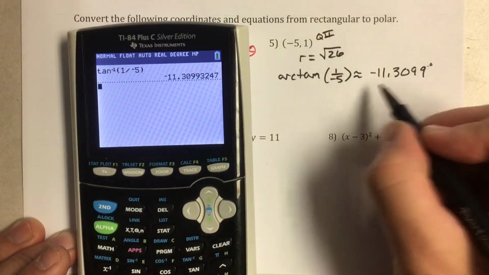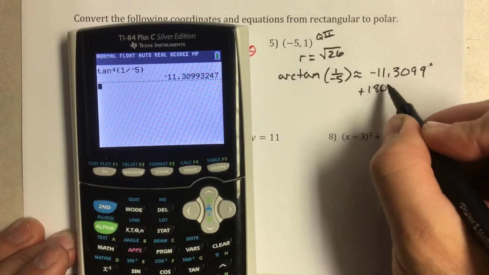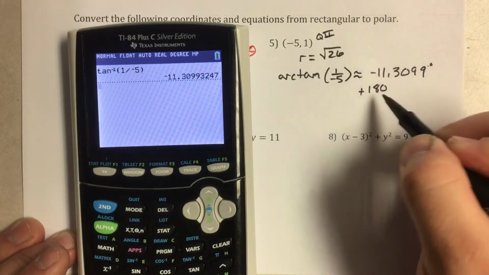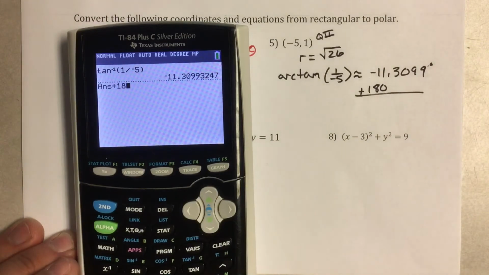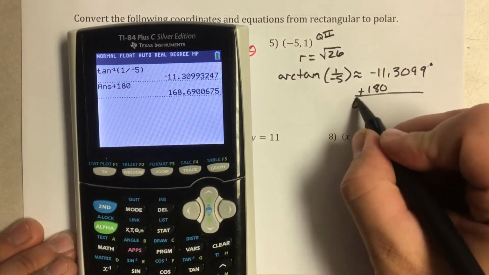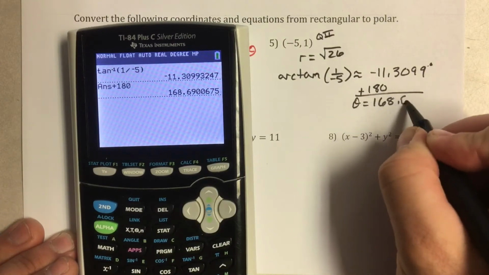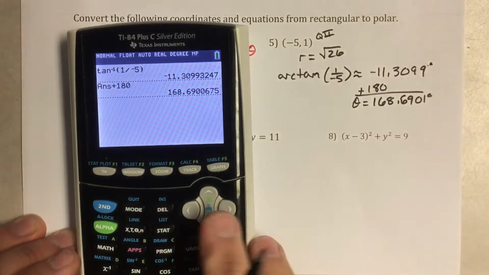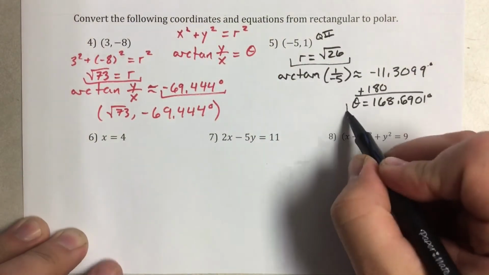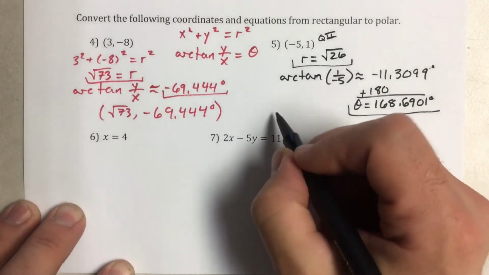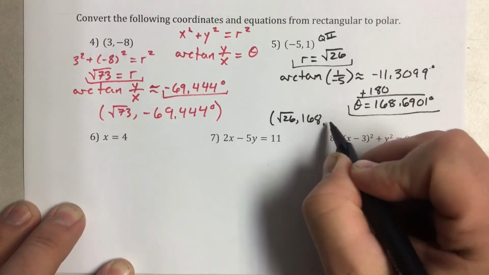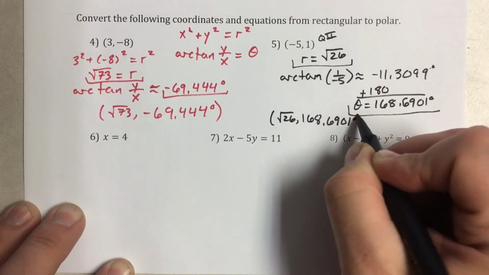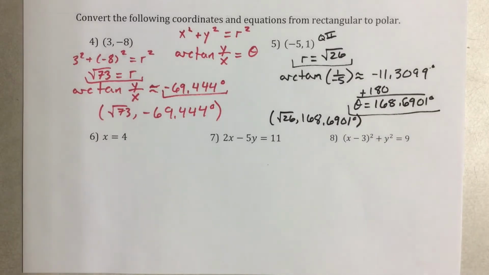So we have to go through and we have to add to this. I'm saying add, but really we're subtracting the angle measure from 180, but it's already negative. So we want to add 180 in this case. That will take us to quadrant 2. So our theta is 168.6901. So we have our two pieces, making the coordinate square root of 26, comma, 168.6901 degrees. All right, just knowing the conversion equations and utilizing them.